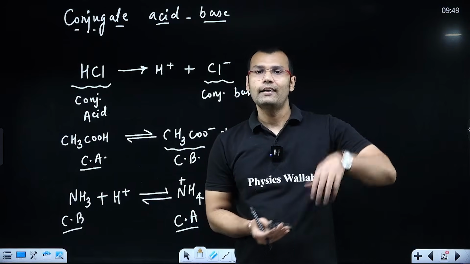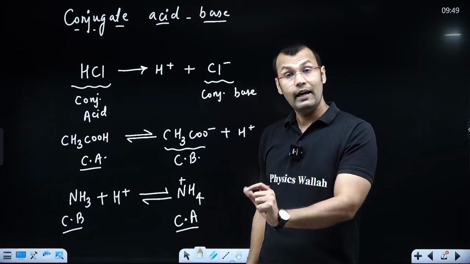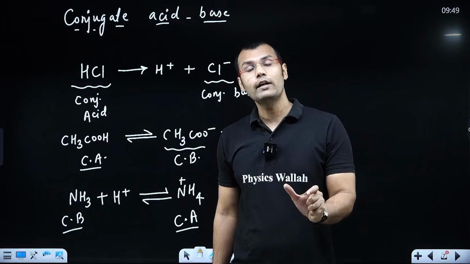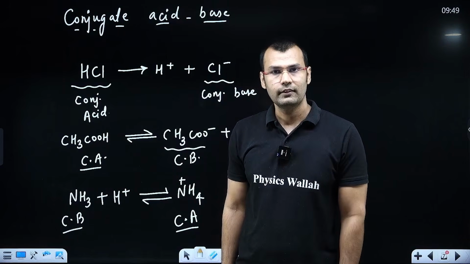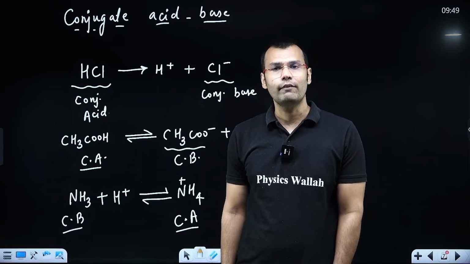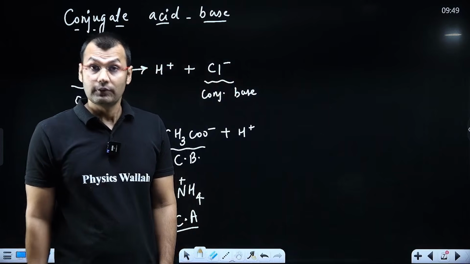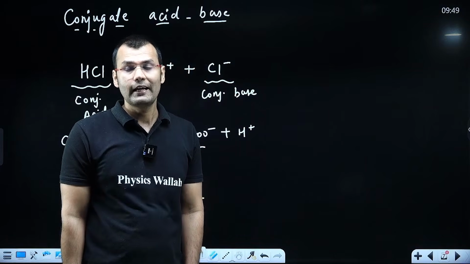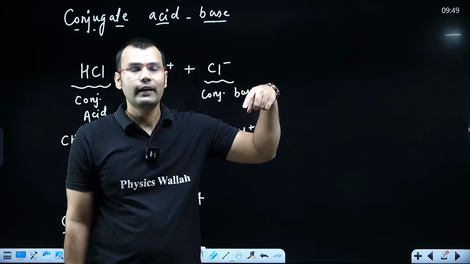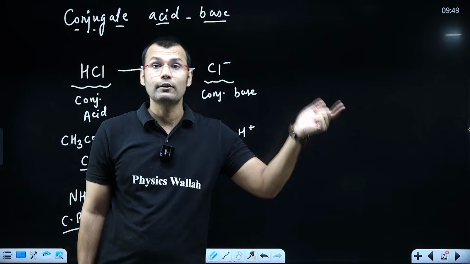So any acid after losing H plus converts into its conjugate base, and any base after accepting H plus converts into its corresponding conjugate acid. So this is the concept of conjugate acid and conjugate base. Now sometimes you get a direct question from this in the NEET examination. They will give you a compound and ask what is the corresponding conjugate acid of that compound, or what is the corresponding conjugate base of that compound.